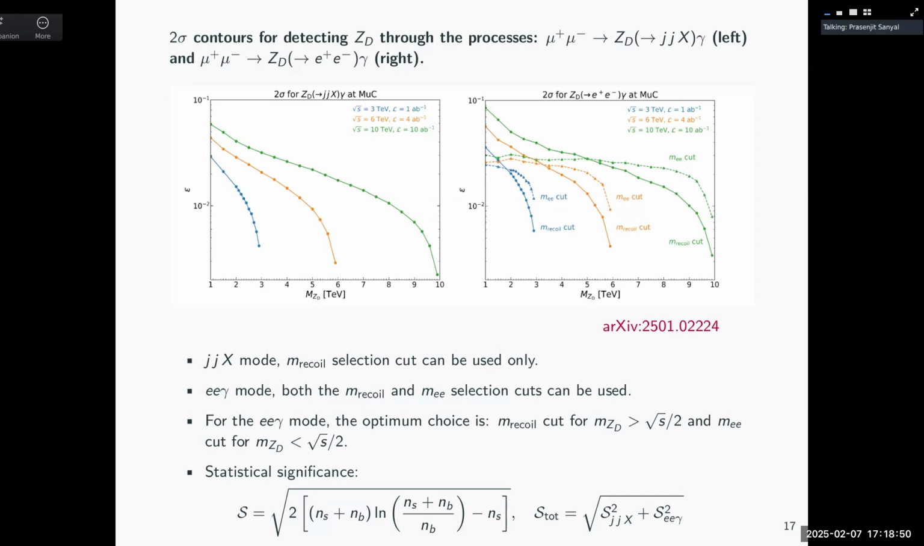So now the question naturally comes: which one should we use? We can use the recoil cut or the invariant mass cut, or we can also combine both of them, I mean, apply both the selection criteria.